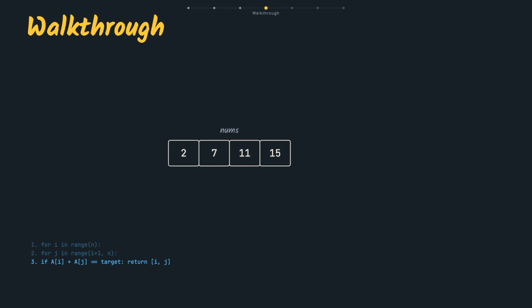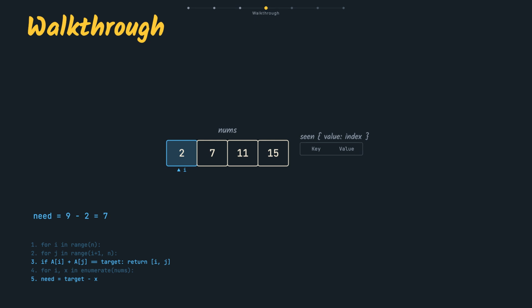Let's walk it. Index 0, value 2. Complement is 9 minus 2, which is 7. Is 7 in the map? No, map is empty. So we write down 2 lives at index 0. Move on. Index 1, value 7.